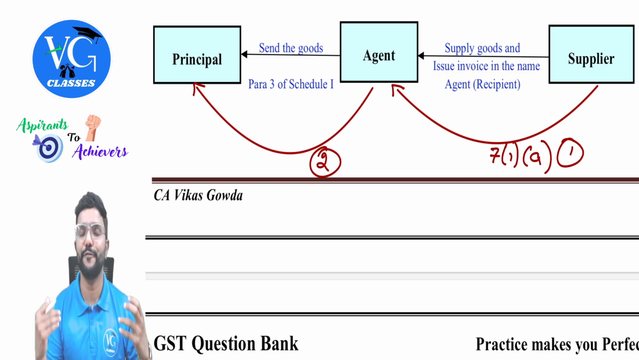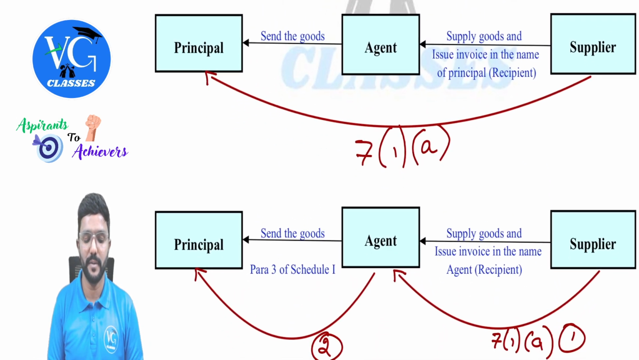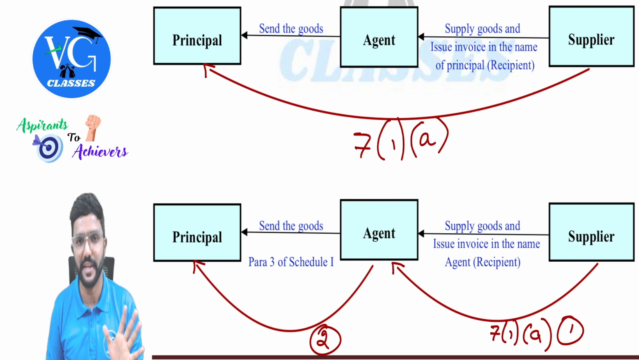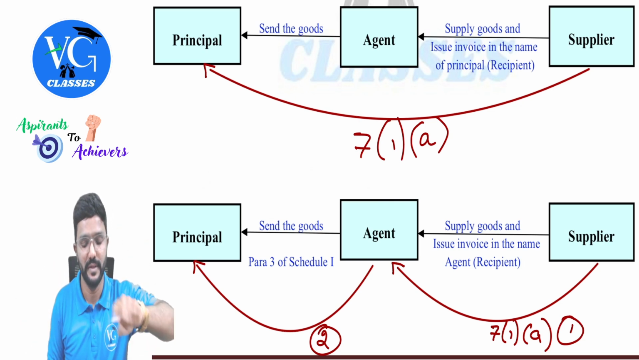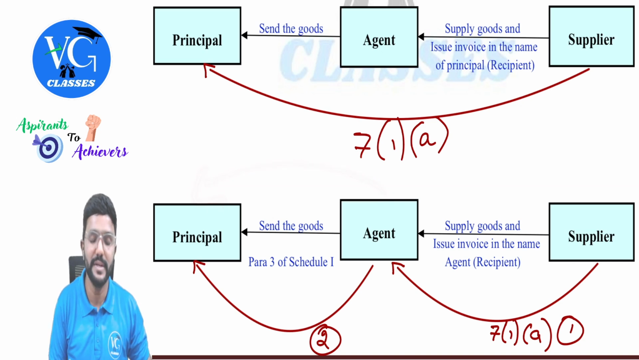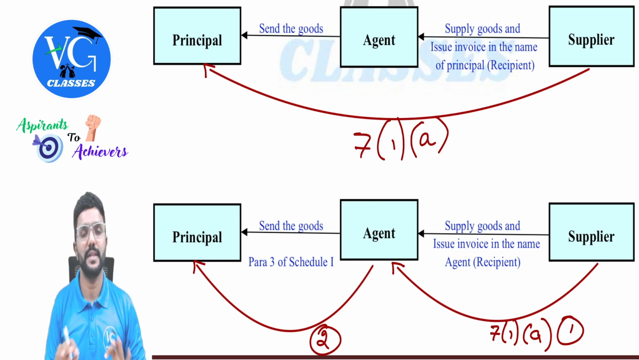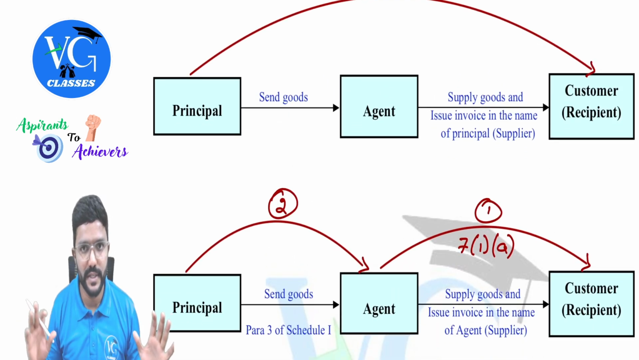Is that clear? So all the four possibilities I have given you. And in all these cases, guys, we have just discussed the supply of goods. There will be one more supply, of services, from agent to principal, for which the agent will charge commission. That is anyway there. But that transaction is not covered in para 3, but it will be there. Supply of services from whom to whom? Agent to principal, for which the agent will charge commission. That is a supply of services in all these cases, guys. Is that clear?